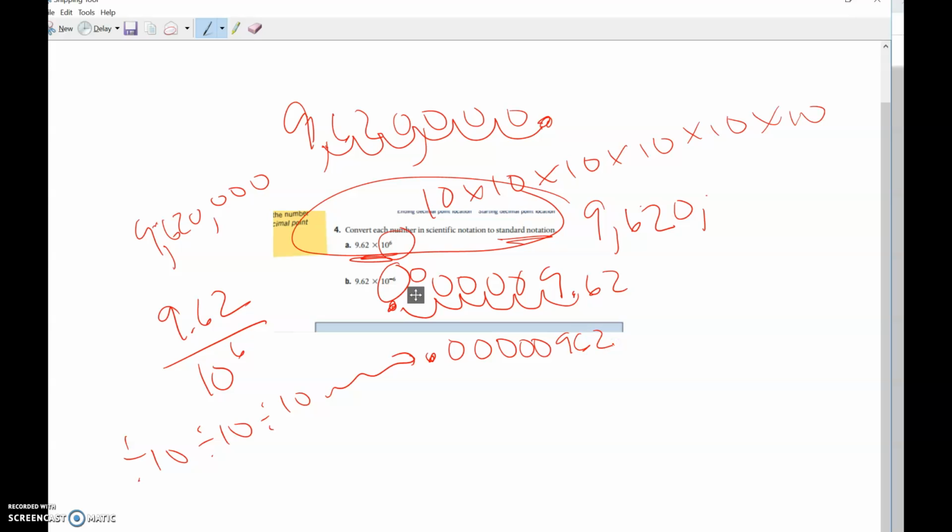Okay, and it makes sense, again, that this one's getting bigger because it has a positive exponent, so you're multiplying by 10 all the time, and it makes sense that this one got tinier because if you take 9.62 and divide by 10 over and over again, you're going to get this number right there. All right, go to number 5.